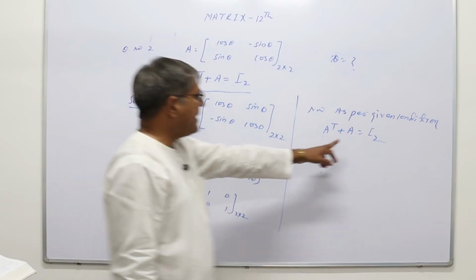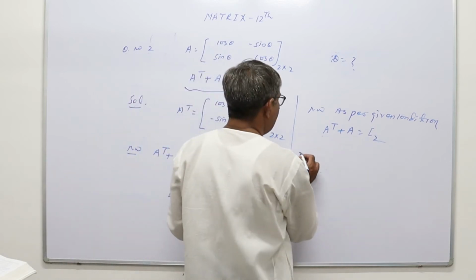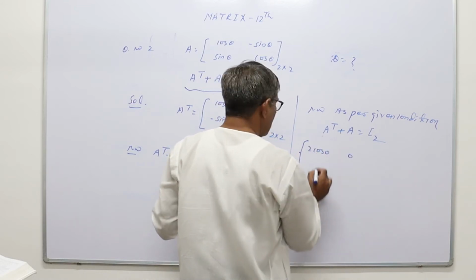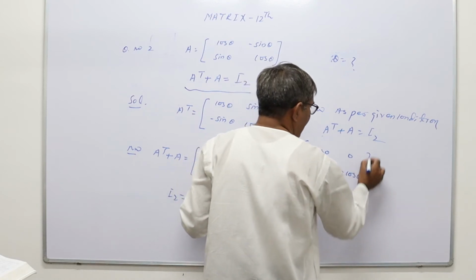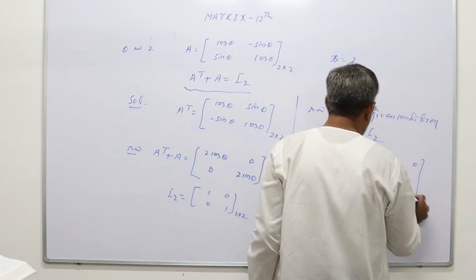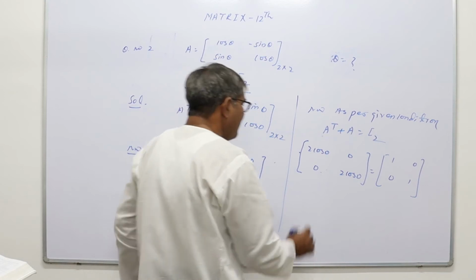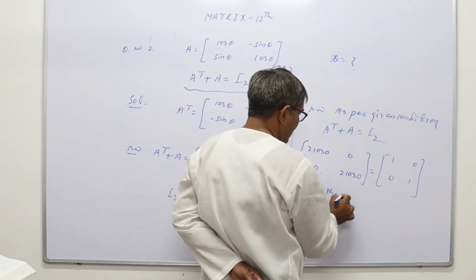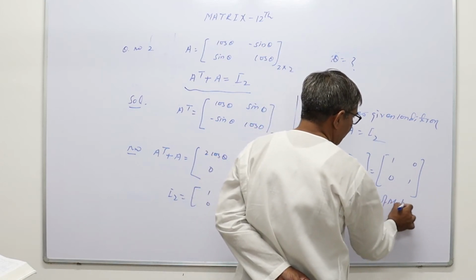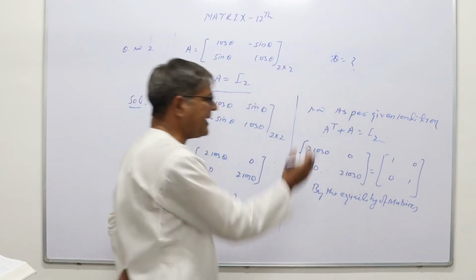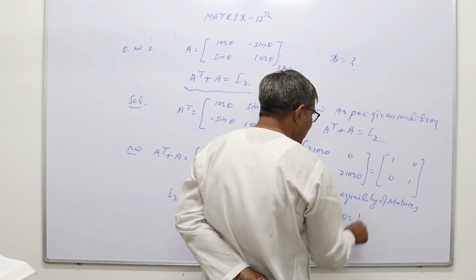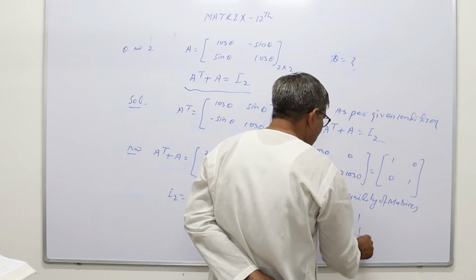Here see what is A transpose plus A. A transpose plus A is this. So write matrix A transpose plus A, that is 2 cos theta 0 0 2 cos theta equals to identity matrix of order 2, that is 1 0 0 1. If this matrix equals to this, then by the equality of matrices, corresponding elements will be equal. So first 2 cos theta will be equal to 1, that is cos theta equals 1 by 2.